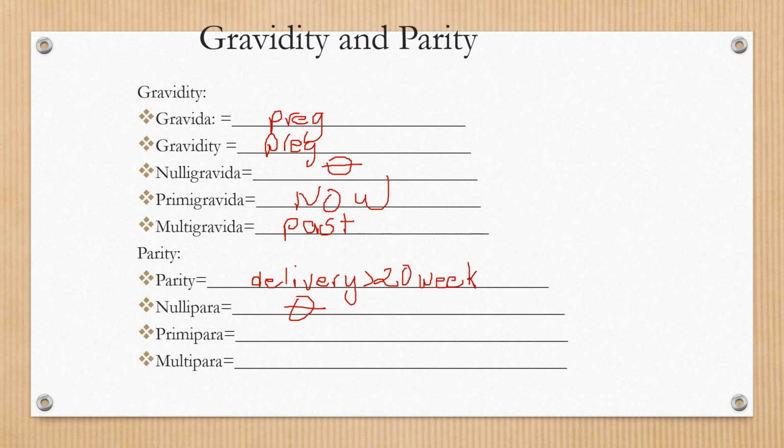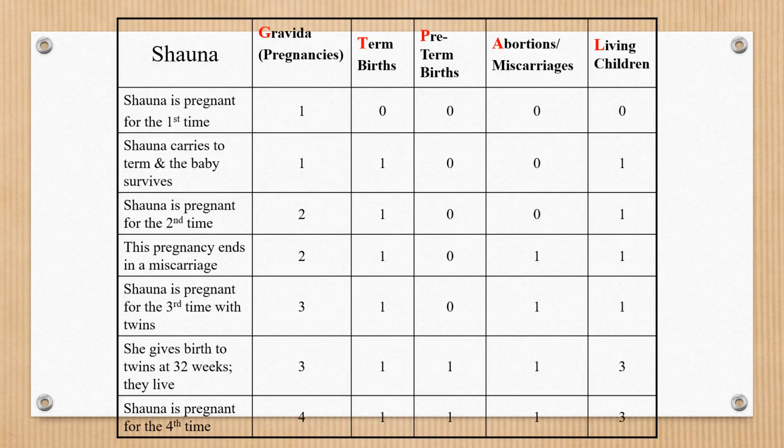Or you can be a multigravid multipara, which means you've got more than one child. You can be a grand multip. A grand multip means you've had more than 5 pregnancies, more than 5. Okay?